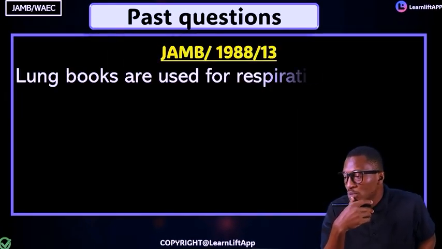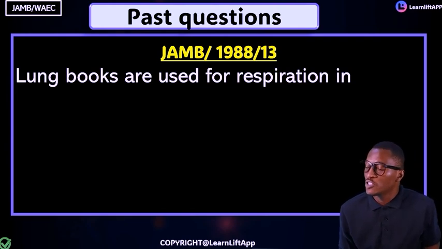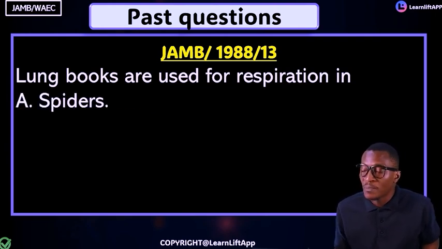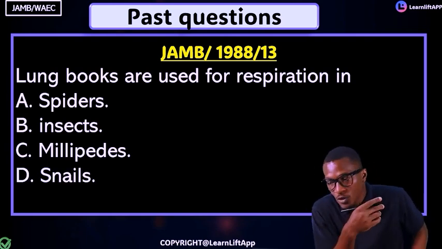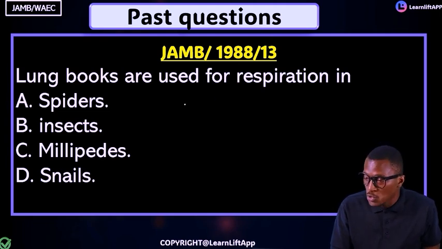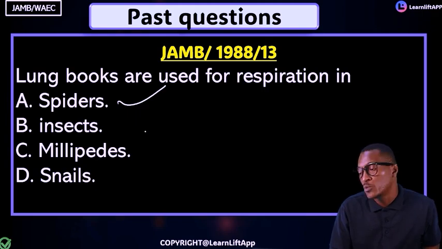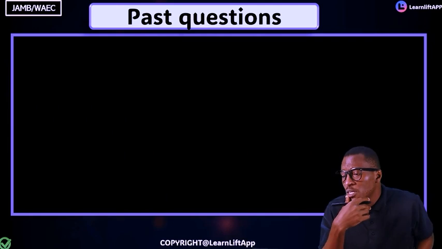Quickly, let's see past questions. JAMB 1988 question 3. Book lung is used for respiration in which animal? A, spider; B, insect; C, millipede; D, snails. Of course, spider or scorpion use book lung. So option A becomes the answer.